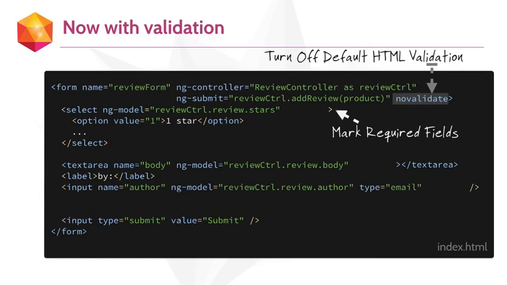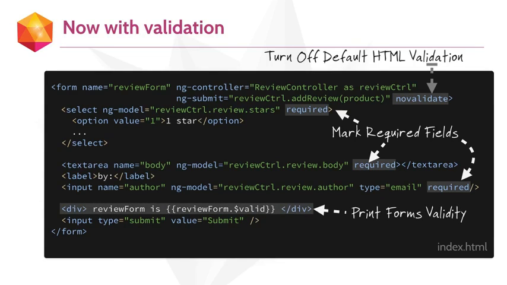So let's add noValidate in our form tag as an attribute. Next, let's mark the fields that are required for our form by simply adding the required attribute, like you see here. Lastly, to see if our form is validating properly, let's simply add some debugging code here. We'll say reviewForm is reviewForm.$valid, which will be true or false.